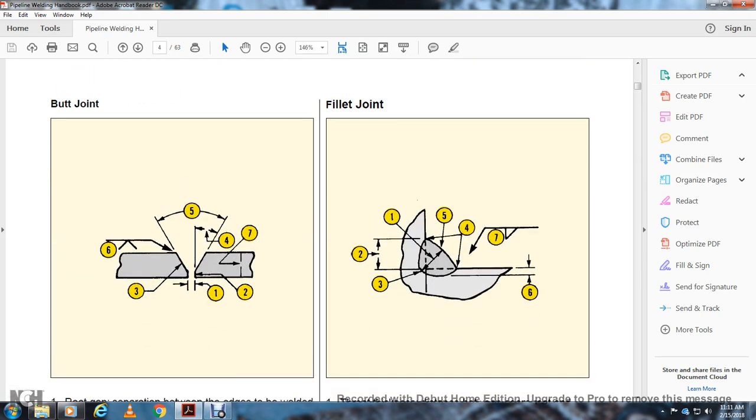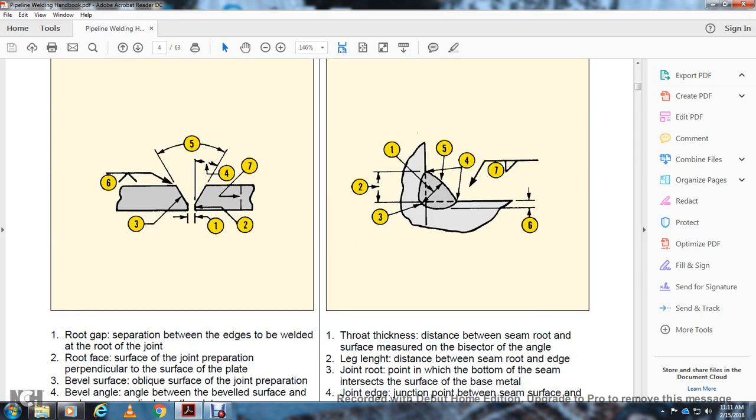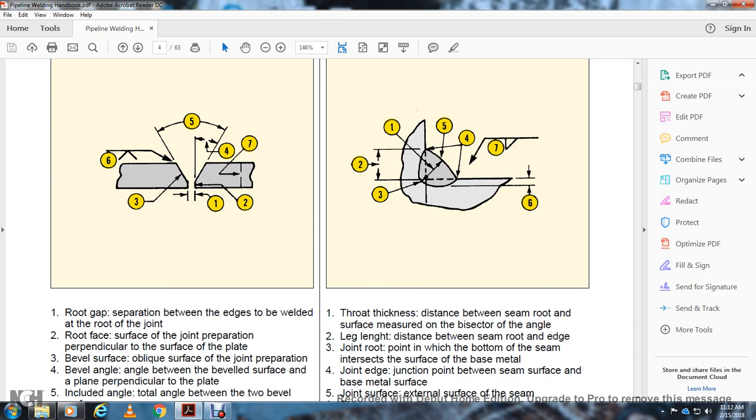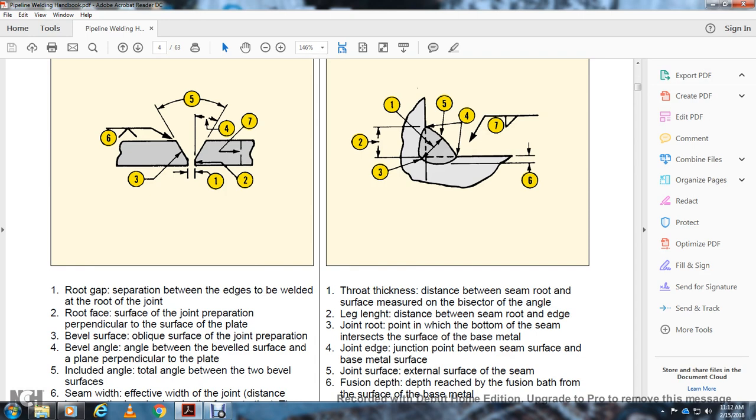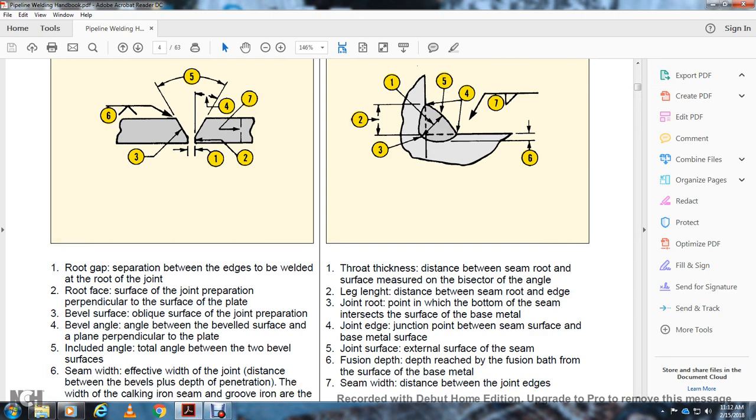Okay, on the left you see a fillet joint. One is the throat thickness, the distance between the seam and the root surface measured with the bisector of the root angle. Two is the leg length, the distance between the seam root and the edge. Three is the joint root, the point in which the bottom of the seam intersects with the surface of the base metal. Four is the joint edge, the junction between the seam and the surface of the base metal. Five is the joint surface, the external surface of the seam. Six is the fusion depth, the depth reached by the fusion bath in the base metal. Seven is the seam width, the distance between the joint edges.